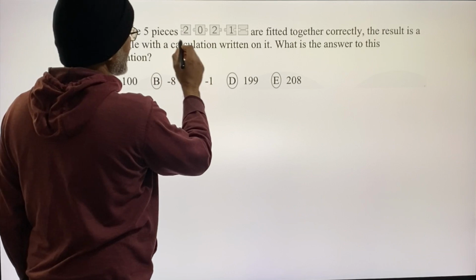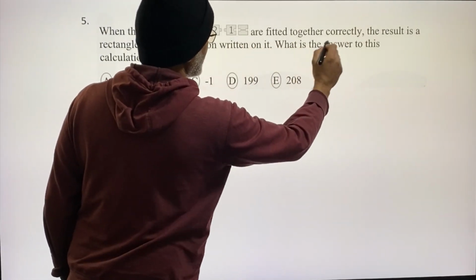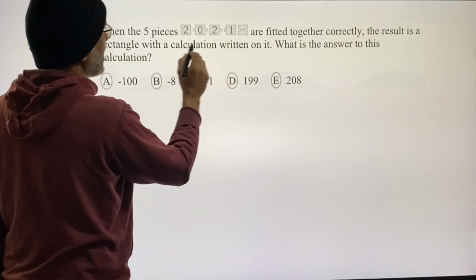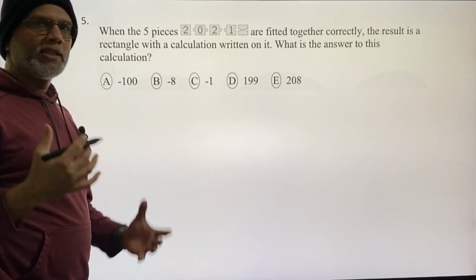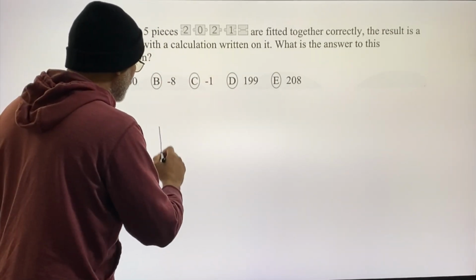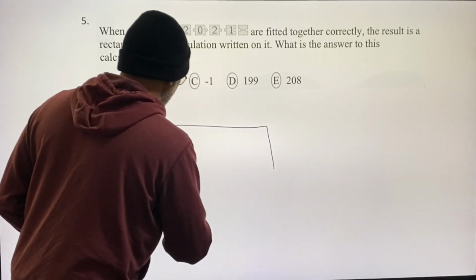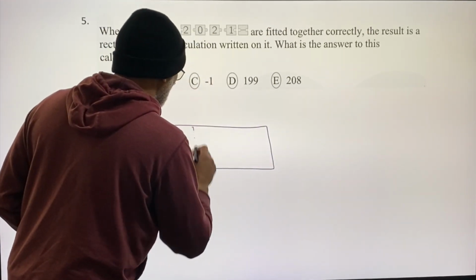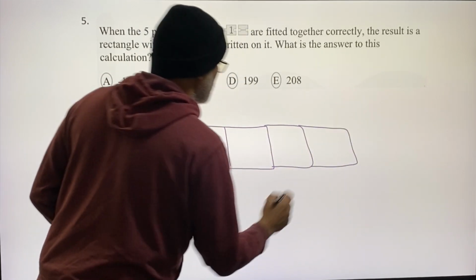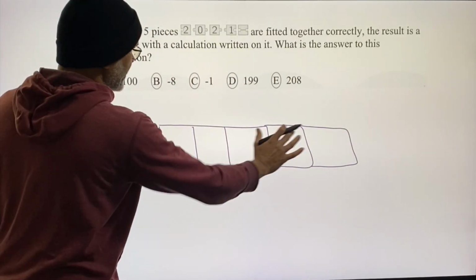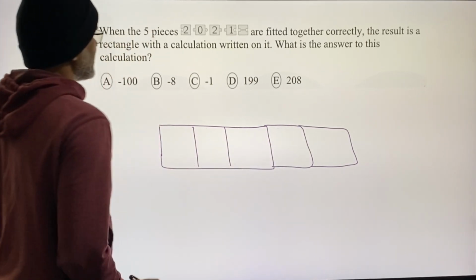When the 5 pieces are fitted together correctly, the result is a rectangle with a calculation written on it. What is the answer to this calculation? Alright, so first let me try to make this rectangle. Okay, so this is a rectangle with room for those 5 pieces.